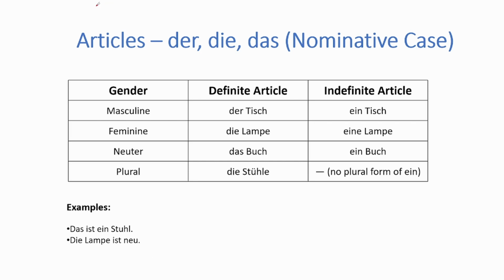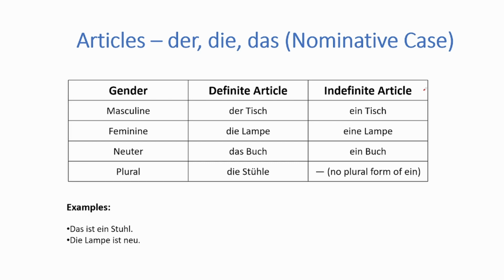In this slide, we are going to talk about articles in nominative case. In the first column, we have gender. So we have in German these genders: masculine, feminine, neuter und plural. And the definite article in nominative case is der for masculine, die for feminine, das for neuter, and die for plural.